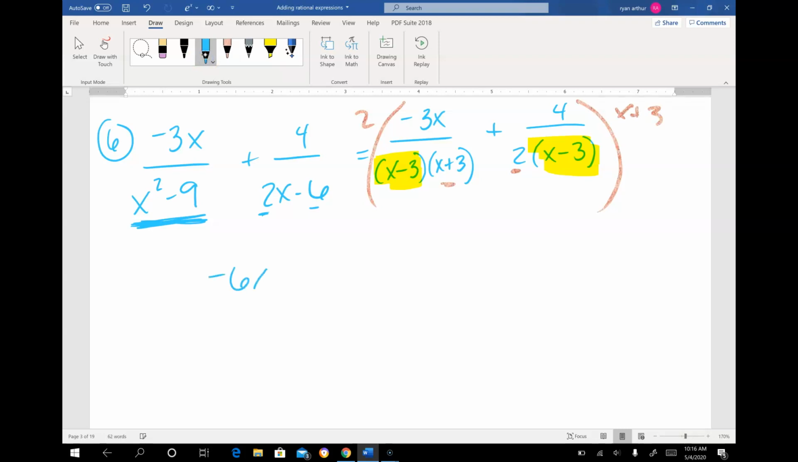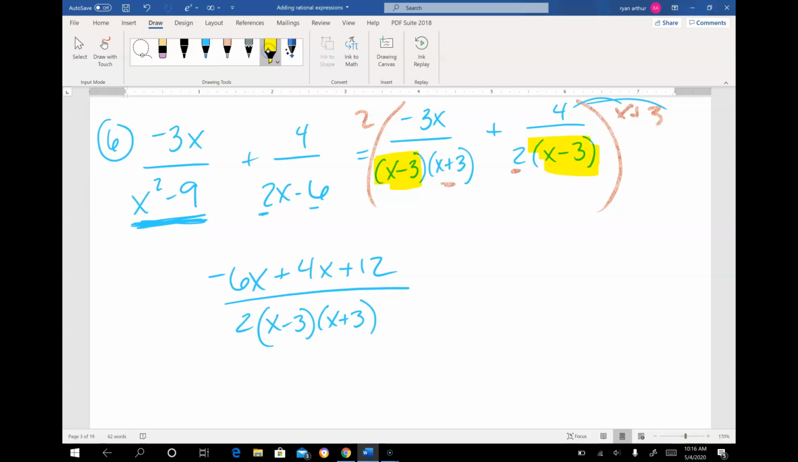I've got negative 6x, distribute the 4, and I get 4x plus 12 all over, well, what is their common denominator? You've got the 2, and then the x minus 3, and the x plus 3. Now I can clean up: 6x plus negative 6x plus 4x gives negative 2x plus 12 over 2 times x minus 3, x plus 3.